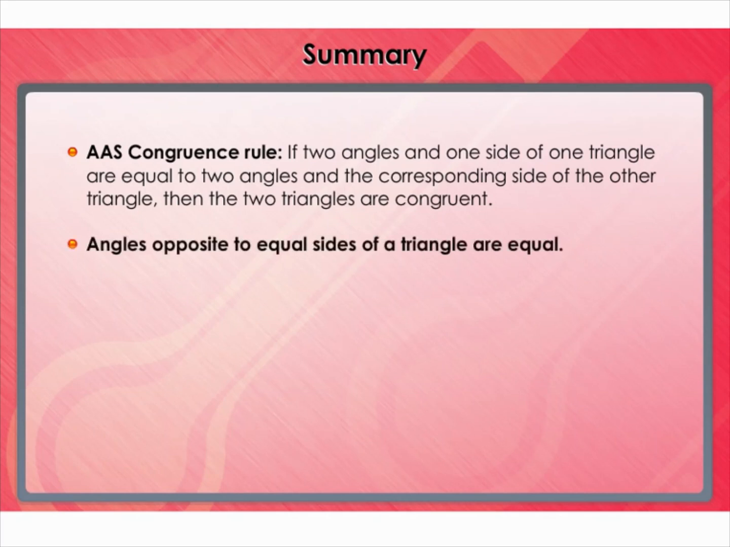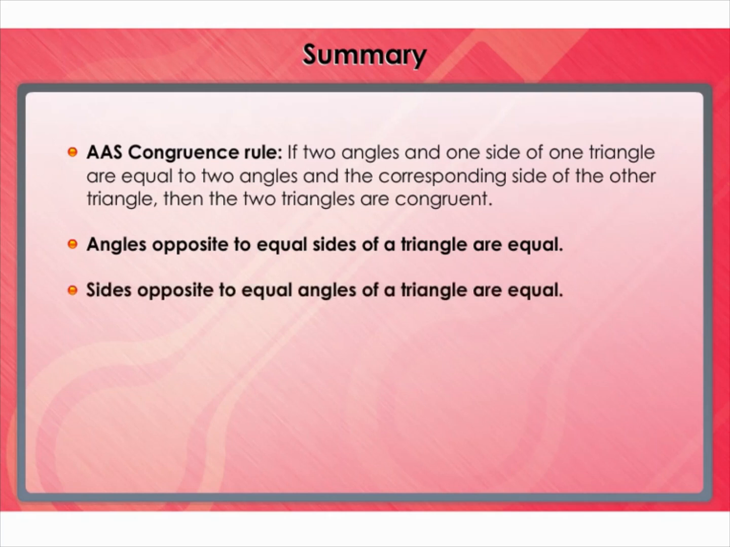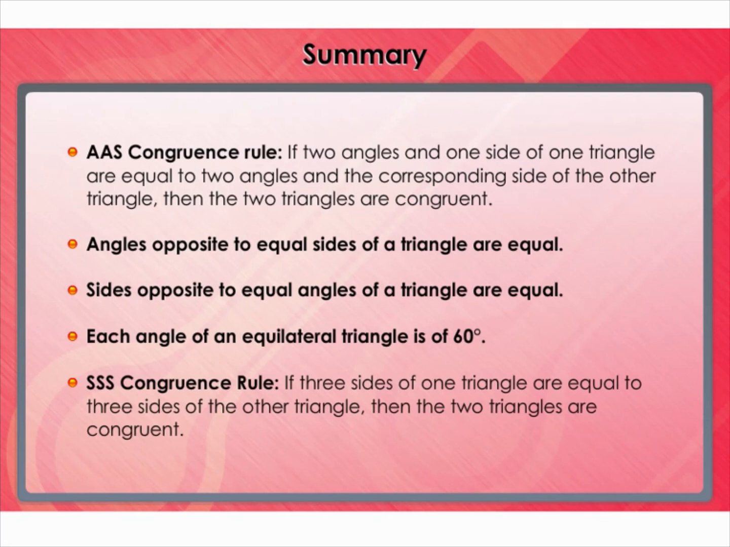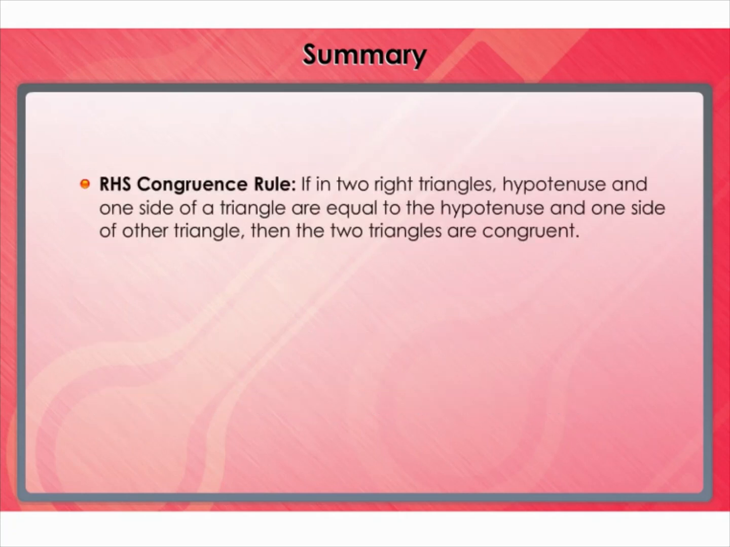Angles opposite to equal sides of a triangle are equal. Sides opposite to equal angles of a triangle are equal. Each angle of an equilateral triangle is 60 degrees. SSS Congruence Rule. If three sides of one triangle are equal to the three sides of the other triangle, then the two triangles are congruent. RHS Congruence Rule. If in two right triangles, hypotenuse and one side of a triangle are equal to the hypotenuse and one side of the other triangle, then the two triangles are congruent.